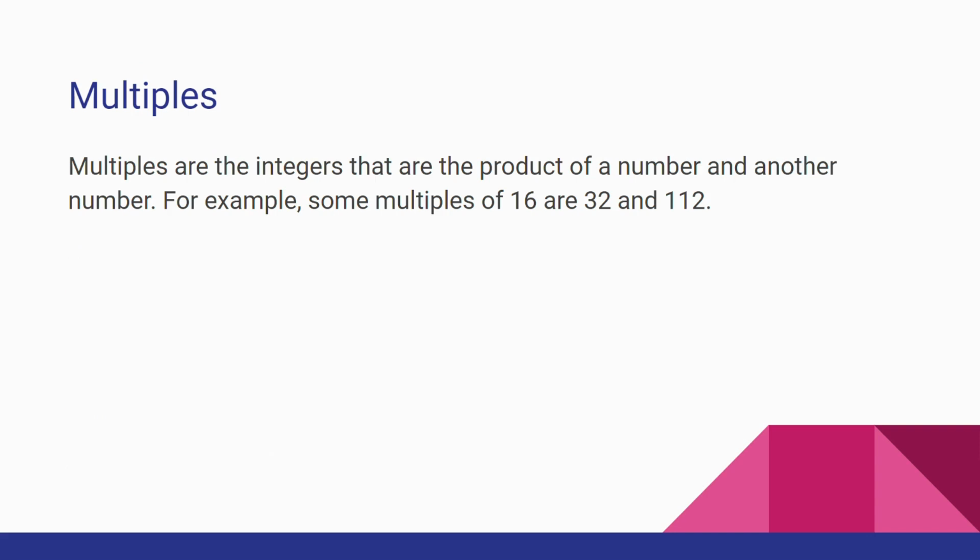What exactly are multiples? Multiples are the integers that are the product of a number and another number. For example, the multiples of 16 are 32 and 112, because 16 times 2 is 32, and so on and so forth. Another example of a multiple would be, say you have the number 2, the multiples of 2 would be 4, 6, 8, 10, 12, and so on and so forth.